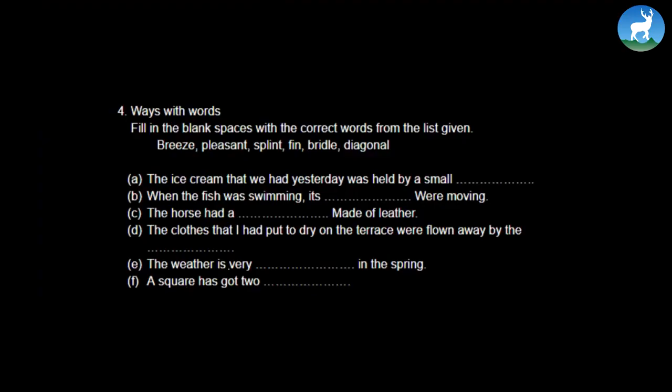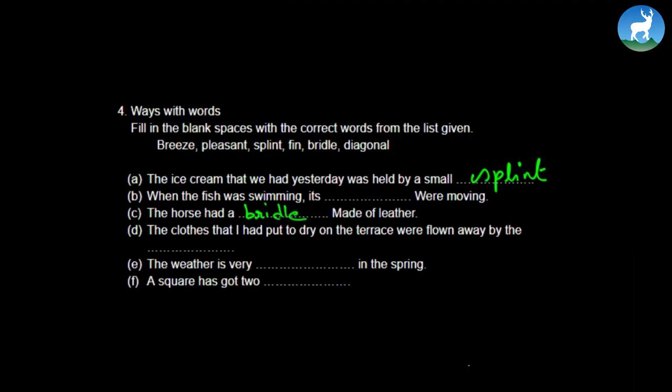The ice cream that we had yesterday was held by a small, well, it's a splint. When the fish was swimming, it's we're moving. Now that's up to you. The horse had a made of leather. Alright, the horse had a bridle made of leather. The clothes that I had put to dry on the terrace were thrown away by the, again, that's up to you. The weather is very in the spring. Again, I'm sure you can do that. Square has got 2. Again, you can do that, I know.